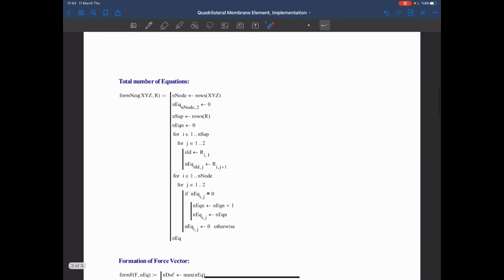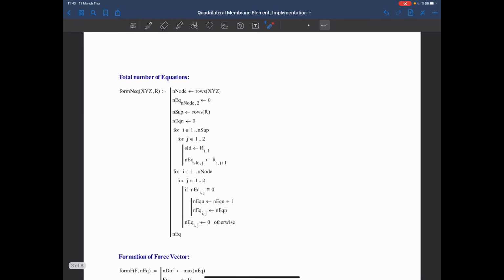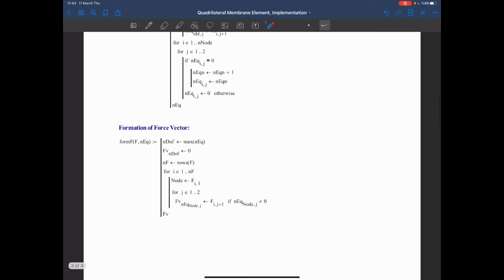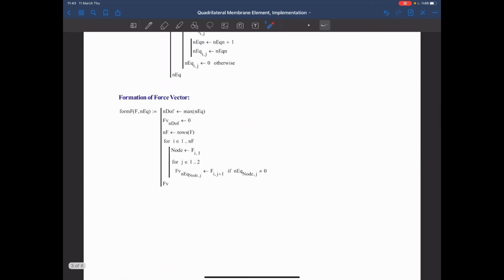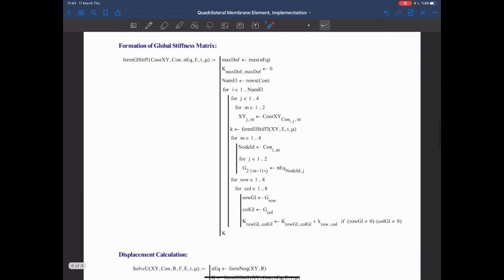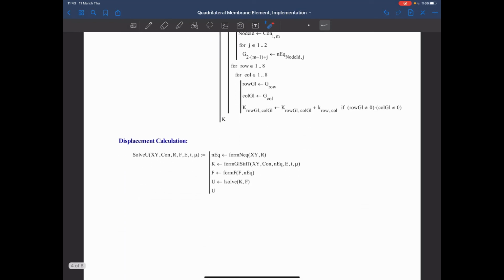And then these are the classical equations. I'm just calculating the degrees of freedom for each node. Now assembling the force vector, and here I'm assembling the global stiffness matrix. And the solution is very straightforward. Calculate the degrees of freedom, number the equations, you can basically say. Calculate the global stiffness matrix, calculate the force vector, and then solve for the displacements.